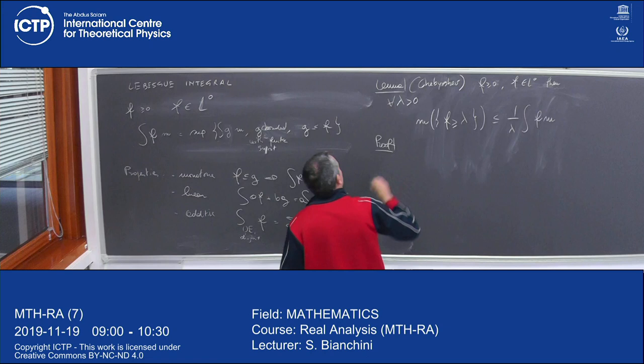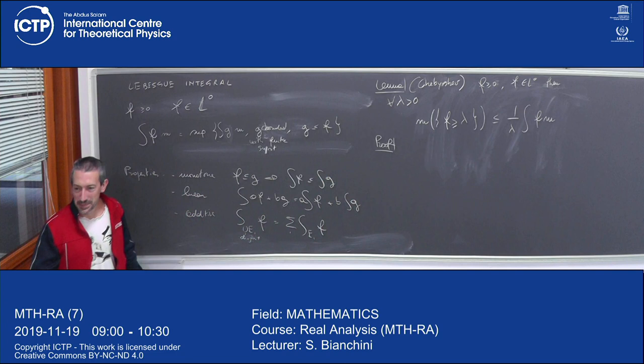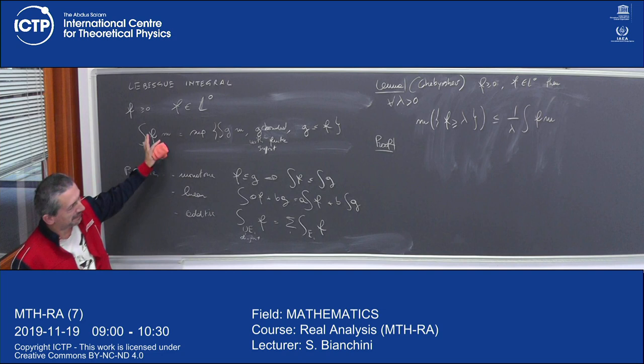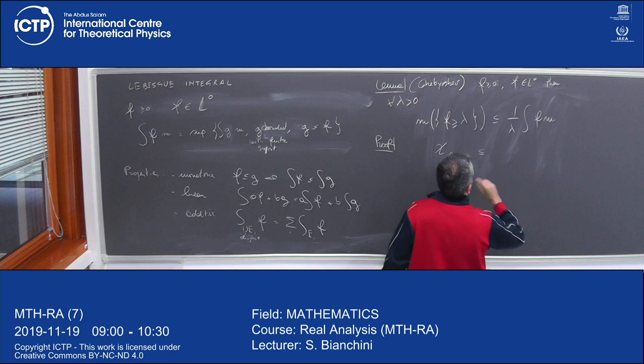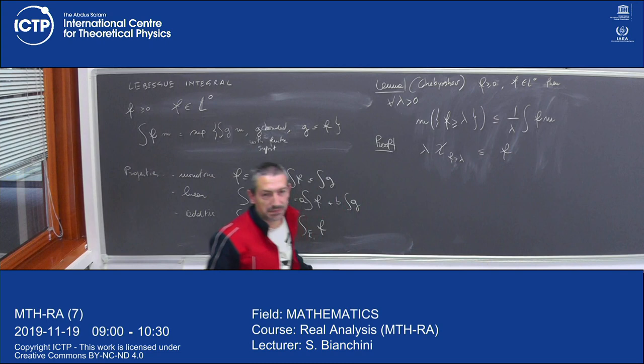Okay, so I do a fake proof. Well, it is correct, the proof, but I'm a little bit far from what is written here. So I'm saying, no problem. The characteristic function where f is greater than lambda is less or equal than lambda times, less or equal than f by definition.